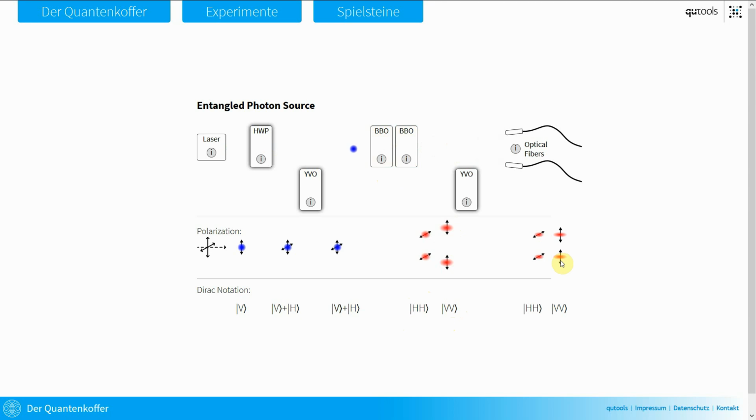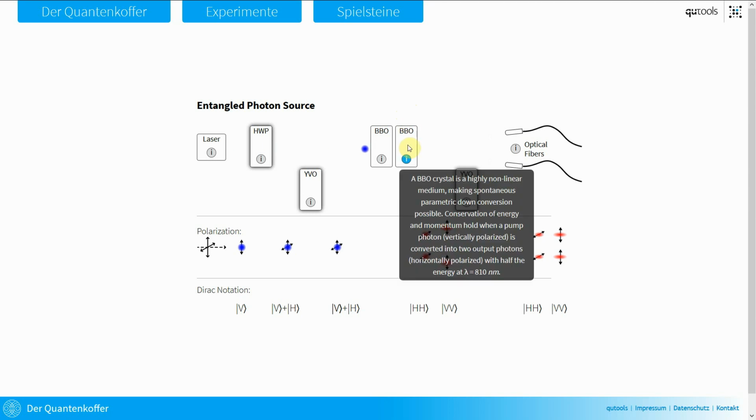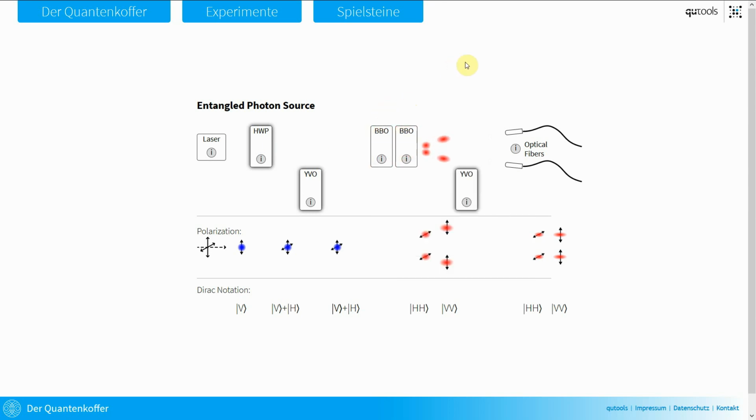But we still don't have entanglement. Why don't we have entanglement? It's because we can still distinguish between photons generated in this crystal and photons generated in this crystal. What we have to do is make them indistinguishable from one another.